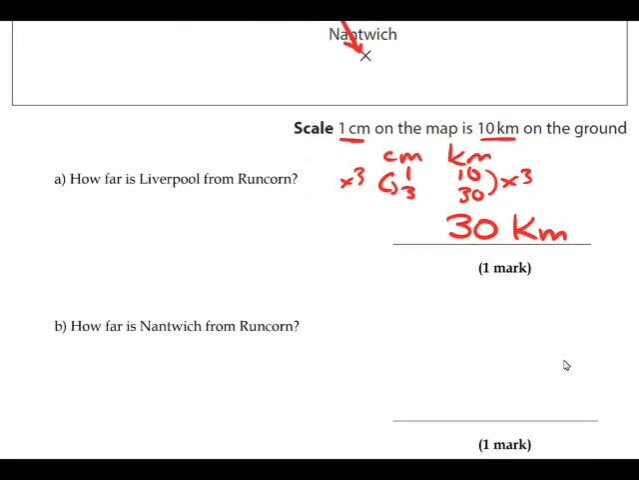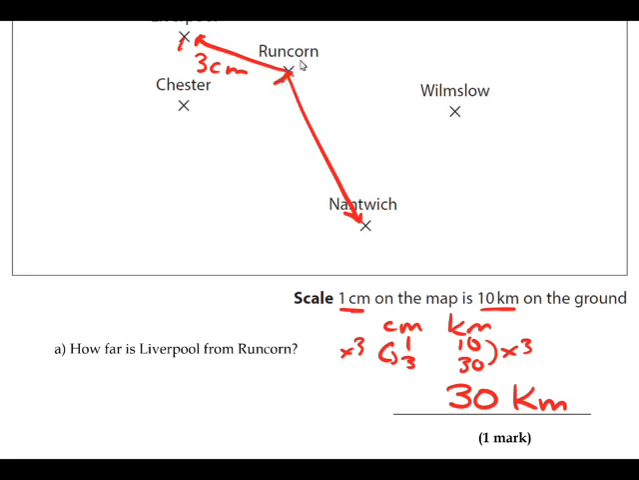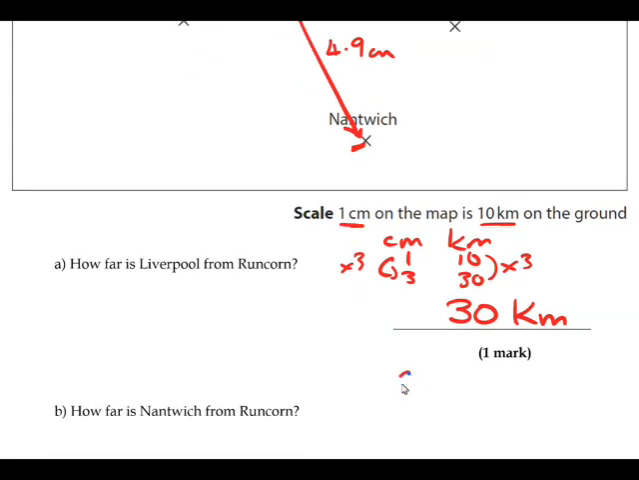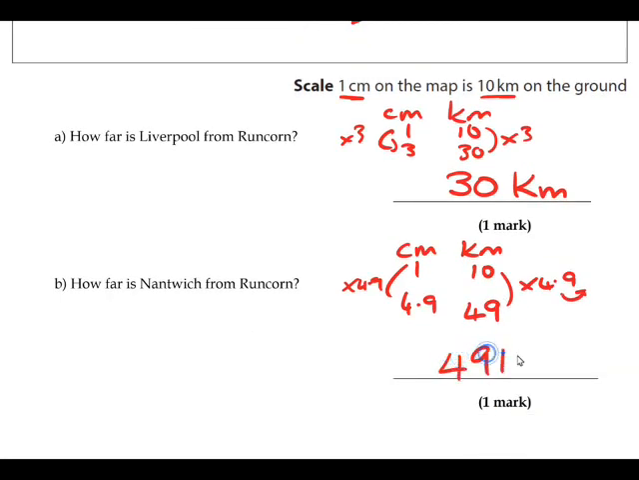The next question is, how far is Nantwich from Runcorn? So back to our map, and we need to get our ruler out and measure this distance between Runcorn and Nantwich. And I measure it as 4.9 centimetres. So using our ratio again, centimetres to kilometres, one of these is 10 of those, we've got 4.9, we've multiplied by 4.9, do the same on the other side, 4.9 times 10 is 49. So Nantwich is 49 kilometres from Runcorn.